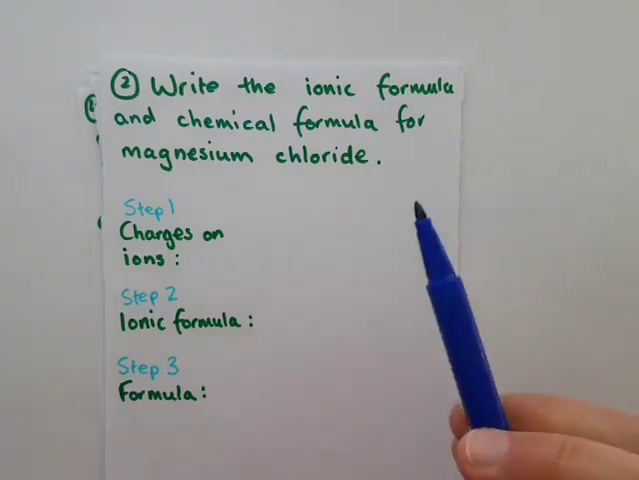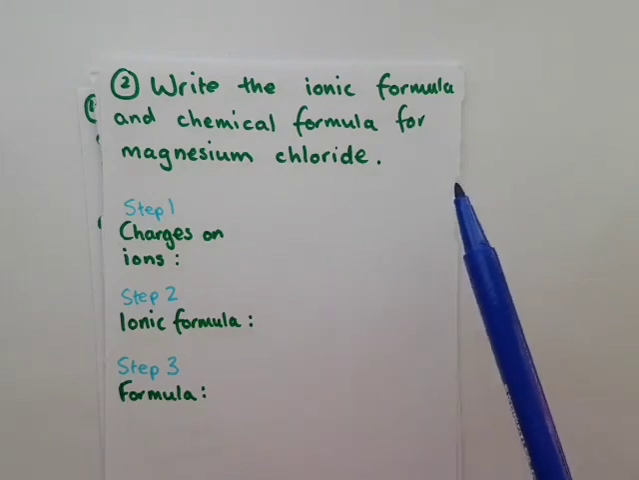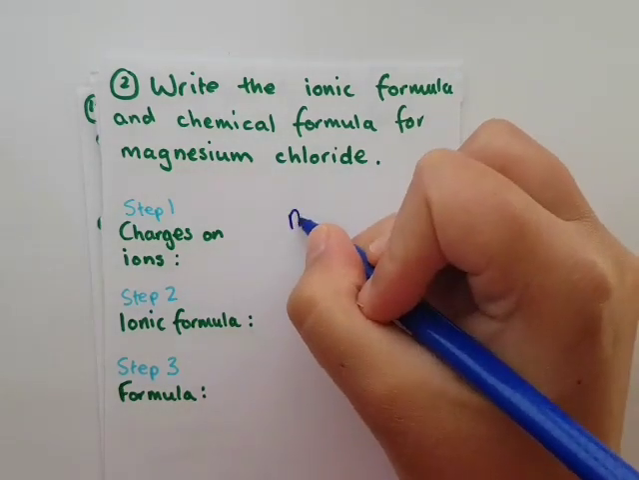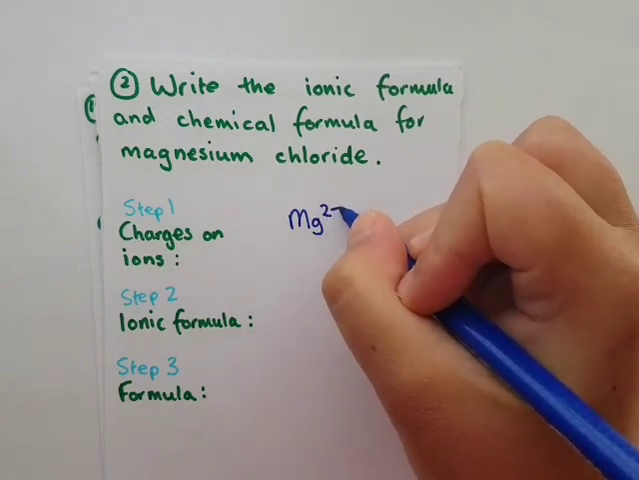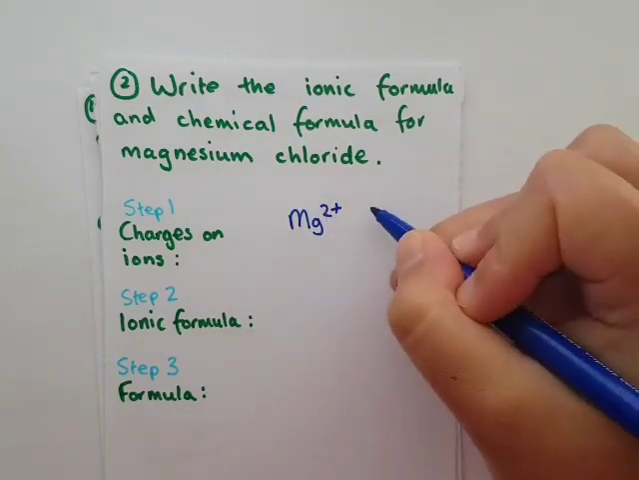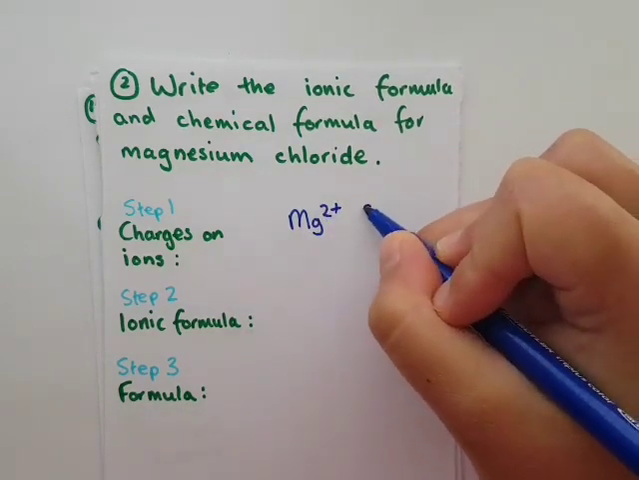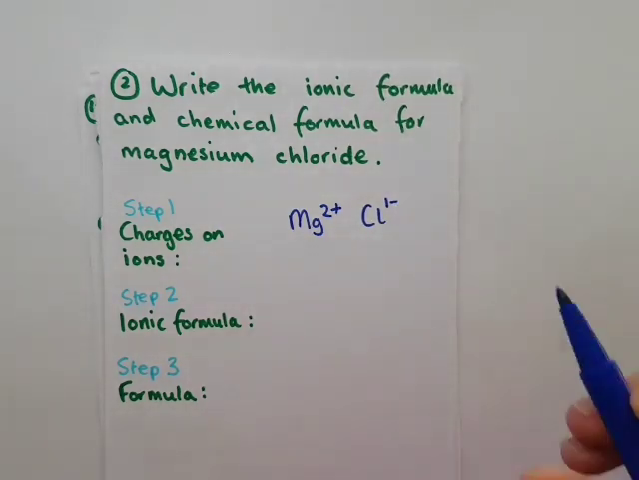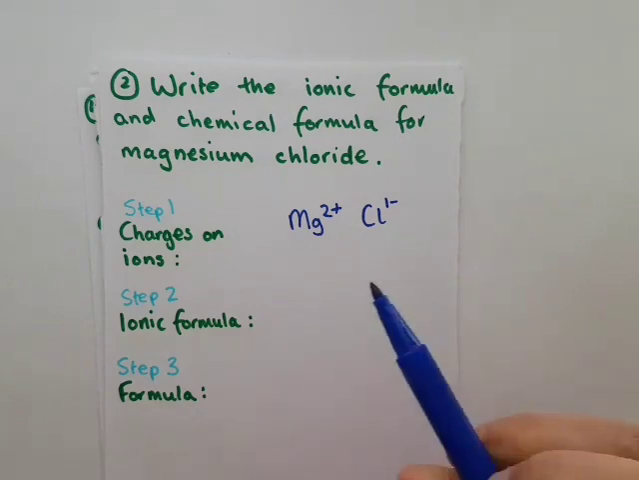Example 2. Write the ionic formula and chemical formula for magnesium chloride. So again, I'm expecting that you should be able to work out the charges on a magnesium ion and a chloride ion. Magnesium is in group 2, it's going to be 2 plus. Chloride is in group 7, and it's going to be 1 minus. You don't have to put the 1, you could just put in a minus.